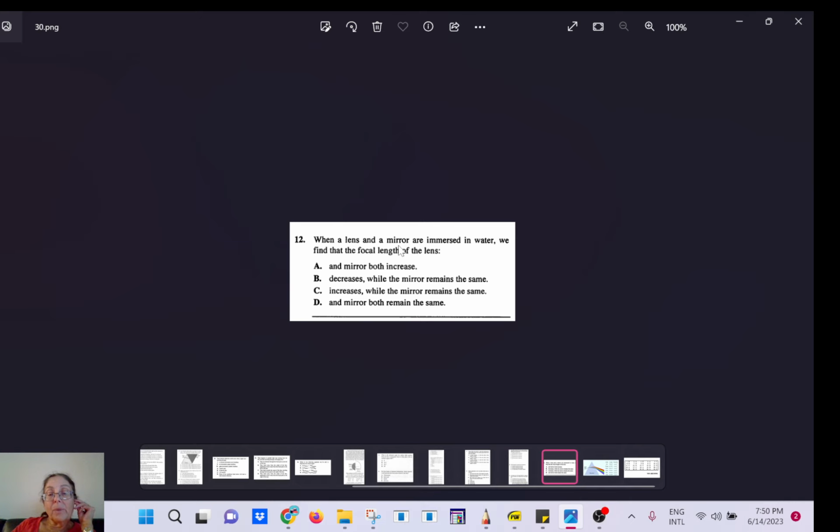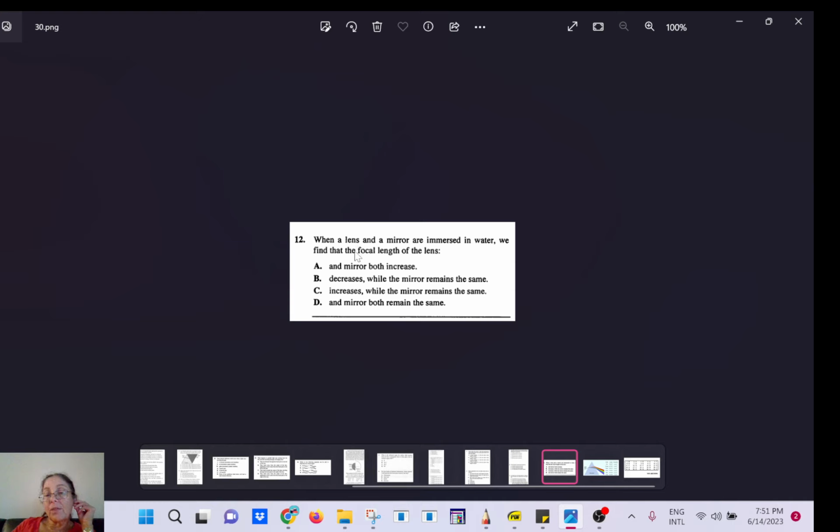Okay, so if you place a mirror and a lens in water, you're going to definitely change the refraction for the lens because there will be less contrast, right? If you have a lens which is in air, you have more contrast between the indices of refraction, and in water you have less contrast. So it will be less refractive when you place it in water.